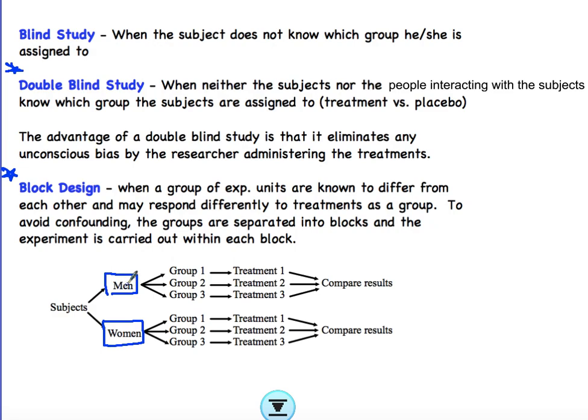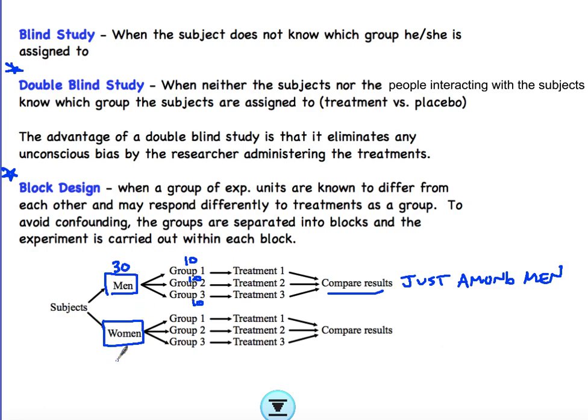Now, within this group, we assign our treatments randomly. So maybe, let's pretend there's 30 men, and we're going to randomly assign 10 men into group 1 who's going to receive treatment 1. 10 men will go into group 2, they receive treatment 2. 10 men will go into group 3 receiving treatment 3. And then I compare the results just among the men. And then I can kind of say what treatment might be best for men.